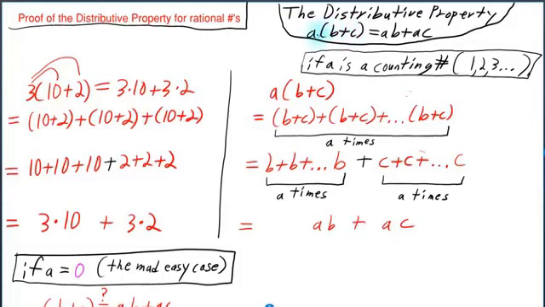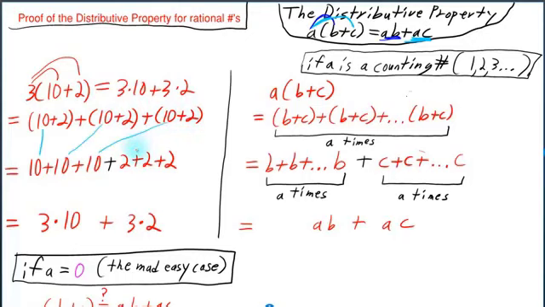The distributive property says that if you have a times b plus c, then you can do a times b plus a times c. Let's first prove that 3 times 10 plus 2 is equal to 3 times 10 plus 3 times 2. If you have 3 times 10 plus 2, then you have 10 plus 2 plus 10 plus 2 plus 10 plus 2.